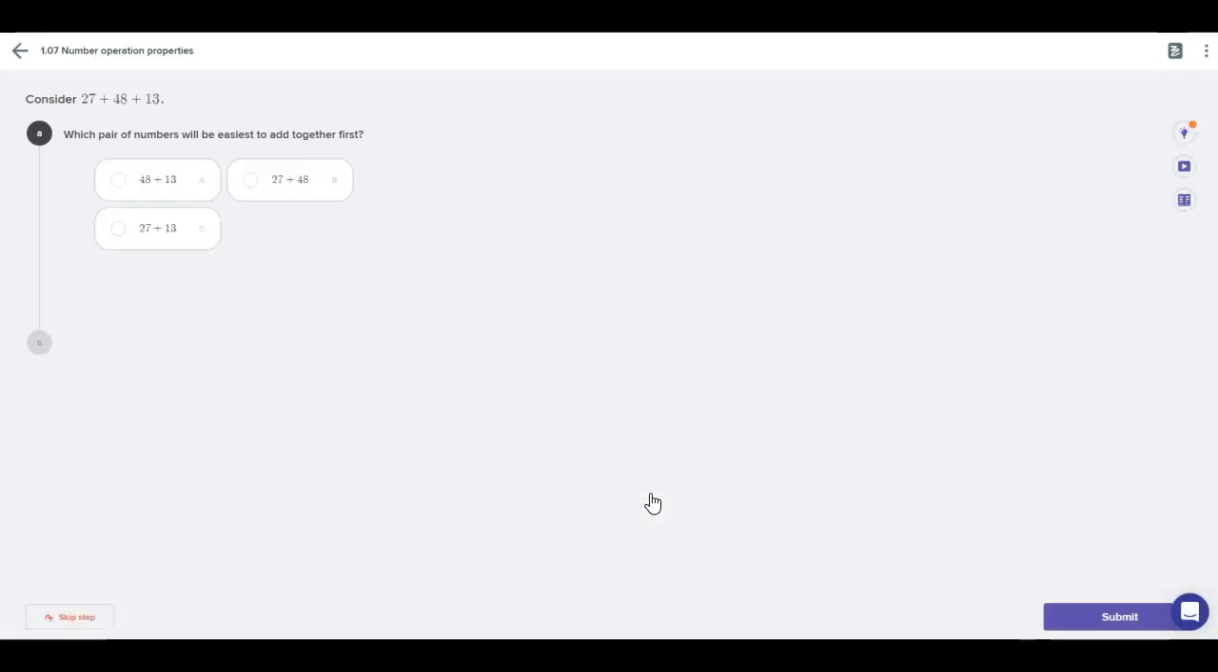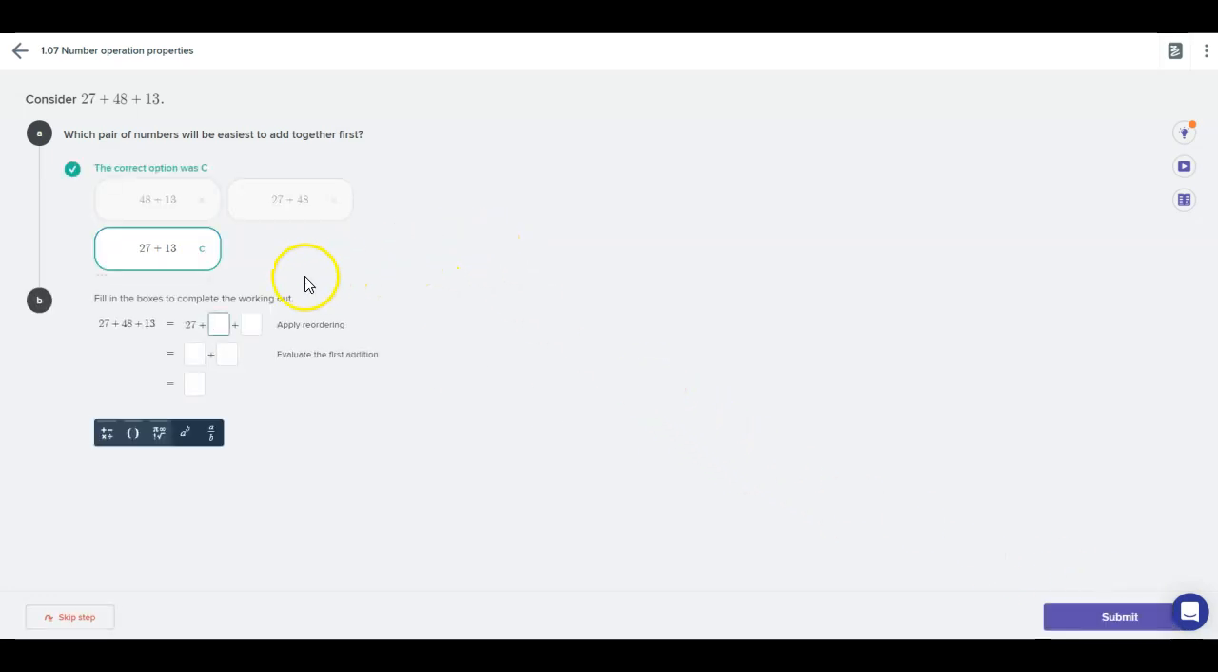So the first one says, consider 27 plus 48 plus 13, and which pair of numbers will be easiest to add together first. So we're looking to use the reordering strategy that we just saw before. So 27 doesn't move, it stays at the front. They're all additions, so we can use reordering. So which one would be easiest to add to 27, the 13 or the 48? Well, again, I'm looking at that 7 and 3 and going, they're really easy to add together to get to a value of 10. So I'm going to go with 27 plus 13, so this one, option C here, as the easiest option. And let's see if we're correct.